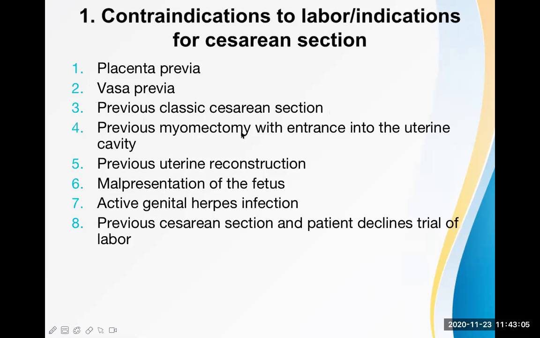Previous myomectomy with entrance into the uterine cavity, there is a high chance of adhesion, scar formation, all those things. So better to do cesarean section. If we go for vaginal delivery, there is a high chance of rupture of the uterus. Previous uterine reconstruction, high chance of rupture if we try for vaginal. Malpresentation of the fetus, better to go for cesarean section because there is obstructed labor. Active genital herpes infection.